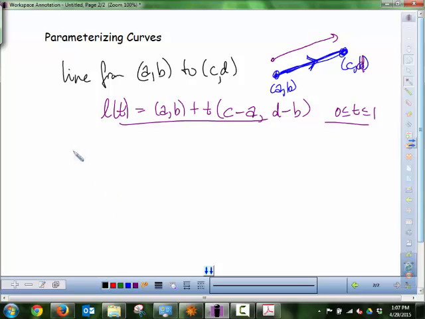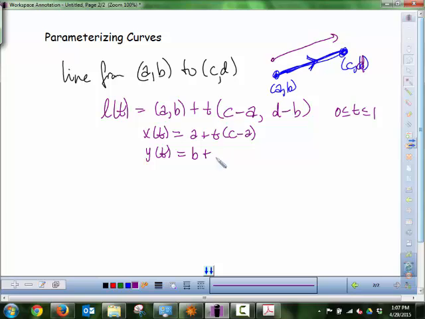The only other parameterization I think that's really important is a circle, which we should all know how to parameterize, but I'll write it down anyways. Oh, by the way, this thing needs to get broken down to x and y, right? So why don't we just finish that off? x of t is equal to the first component, so this is a plus t times (c minus a), and y is equal to b plus t times (d minus b).